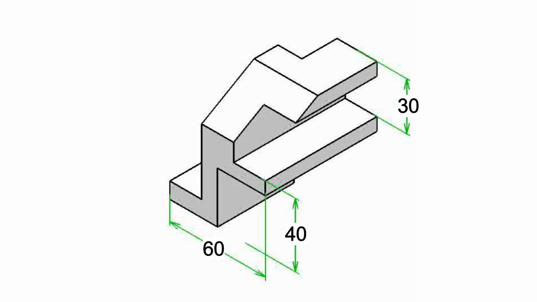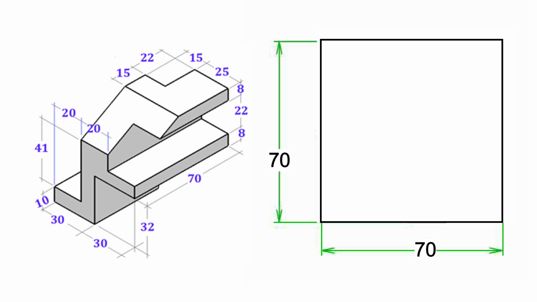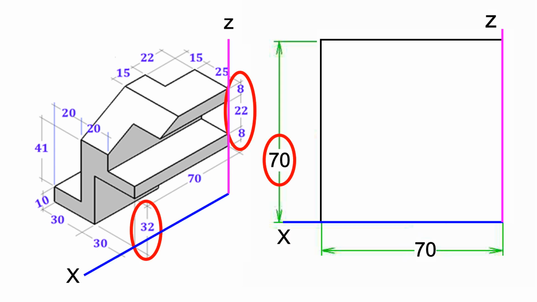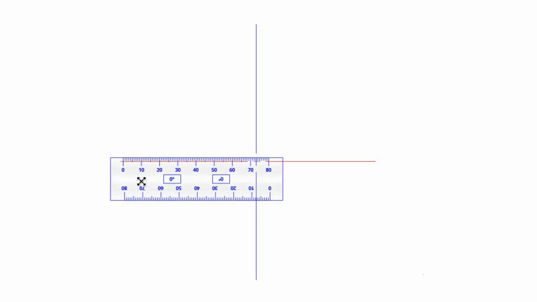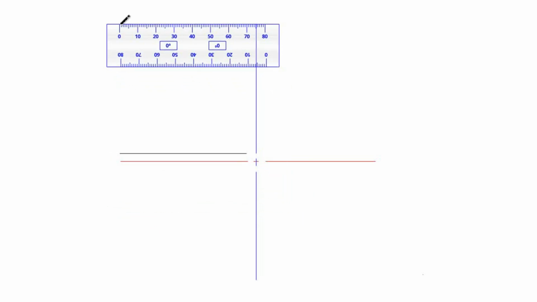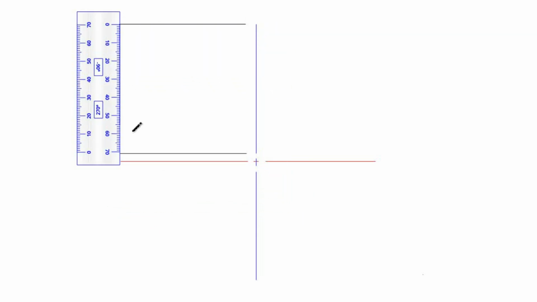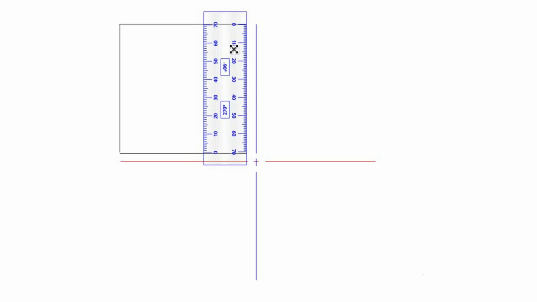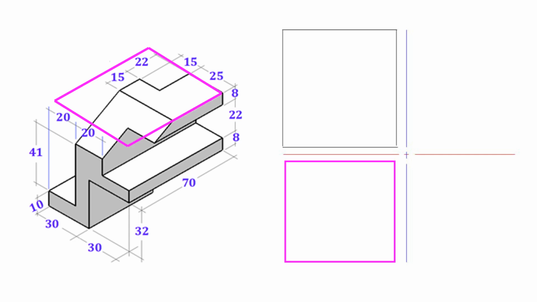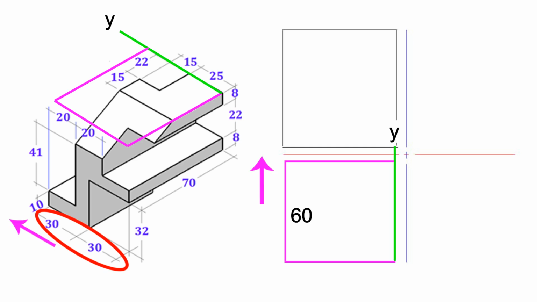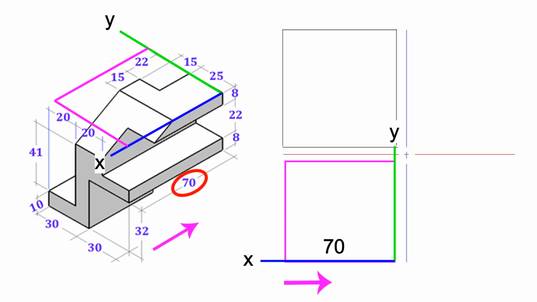1. Front view rectangle, 70 by 70. Width equals 70 units on the x-axis. Height equals 70 units on the z-axis. This is the largest view, so we draw it first. 2. Top view rectangle, 60 by 70. Depth equals 60 units on the y-axis. Width equals 70 units on the x-axis. This goes below the front view in first-angle projection.